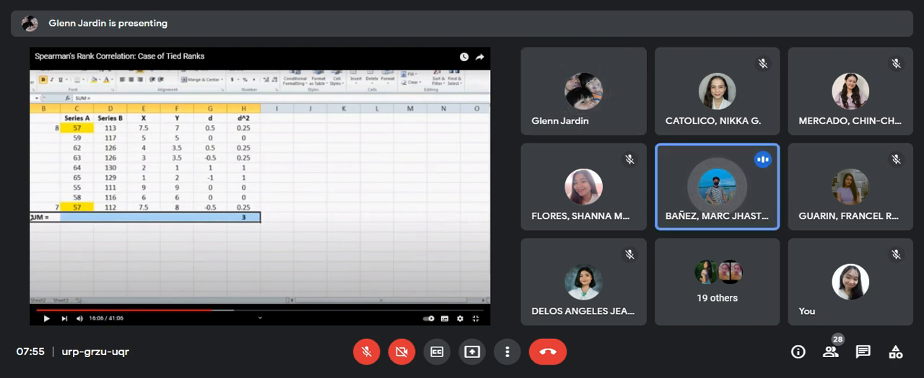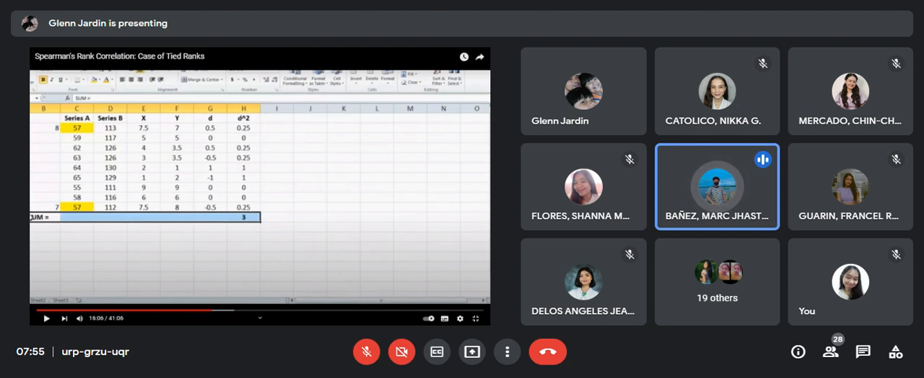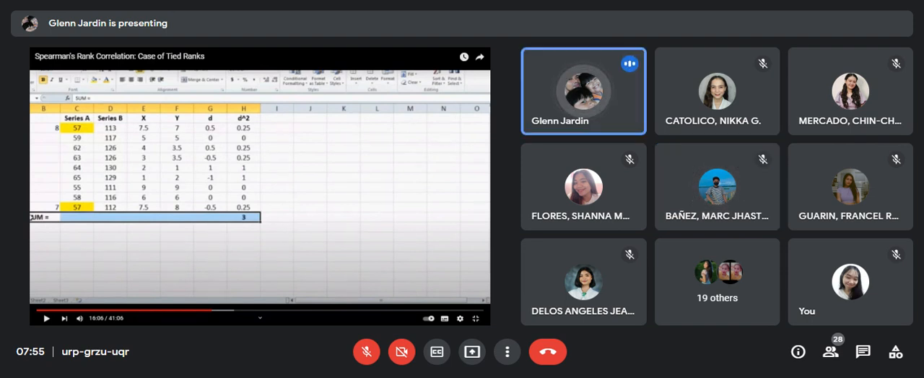I-add po sir yung position nila. For example po, 7 and 8 po yung position na parehas 57. Ipag-add po yun, tapos i-divide po by 2. Yung position nila, for example po yung dalawang 57, 7 and 8 na po. Ipag-add po yung 7 and 8. 7 plus 8 is 15 and then divided by 2 kasi dalawa sila, kaya 7.5. Kaya nakalagay 7.5. Again, we are getting the mean of the ranks kapag yung tied ng score.